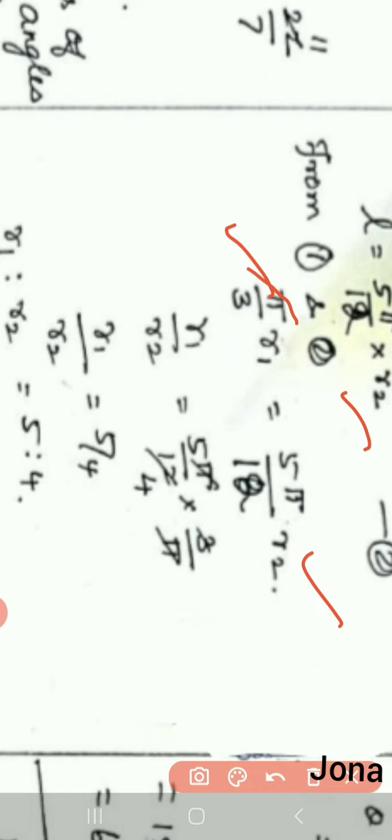I can cancel this pi and pi, and then this can be calculated and divided by 3 there. So that I got R1 by R2 equal to 5 by 4. So simply R1 by R2 equal to 5 by 4. That is in the ratio 5 is to 4. So we want to find the ratio of the radii, that is 5 is to 4.